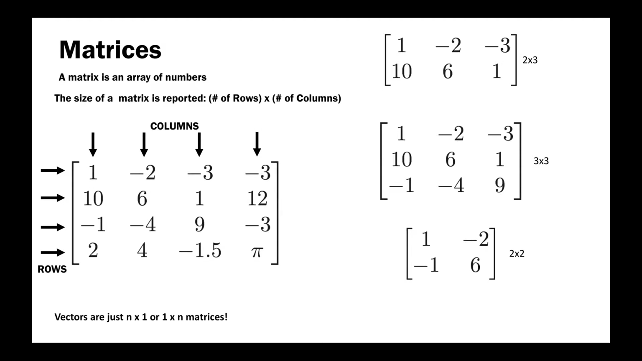Alright, so from vectors we will move to matrices. A matrix is simply an array of numbers. Typically, the size of a matrix is reported as the number of rows by the number of columns. So here we have 4 rows, and here we have 4 columns. So this is a 4 by 4 matrix. Here are some examples of other matrices with different sizes: 2 by 3, 3 by 3, 2 by 2. And you'll notice that vectors are just n by 1 or 1 by n matrices. So by studying matrices, we study vectors at the same time.